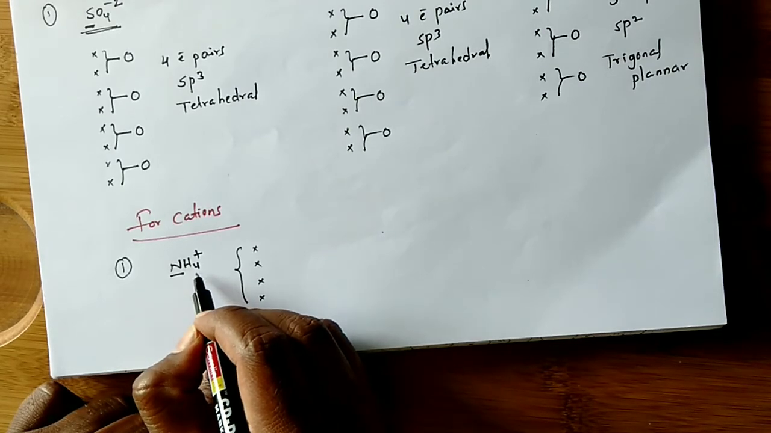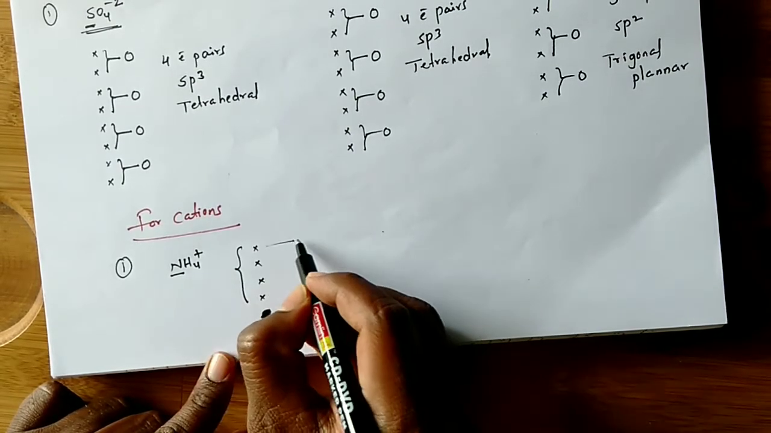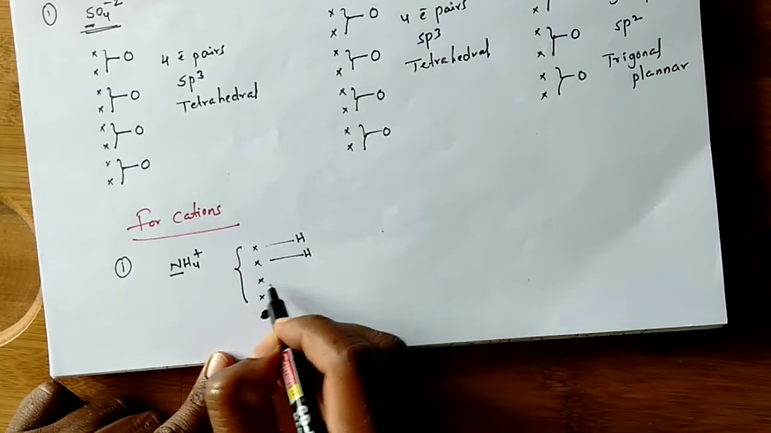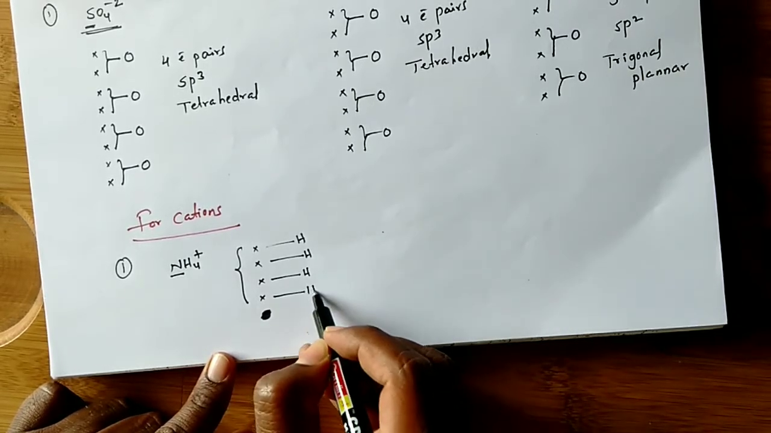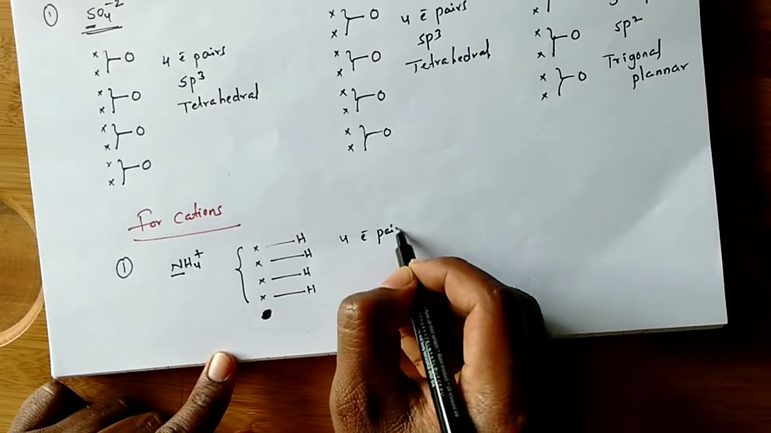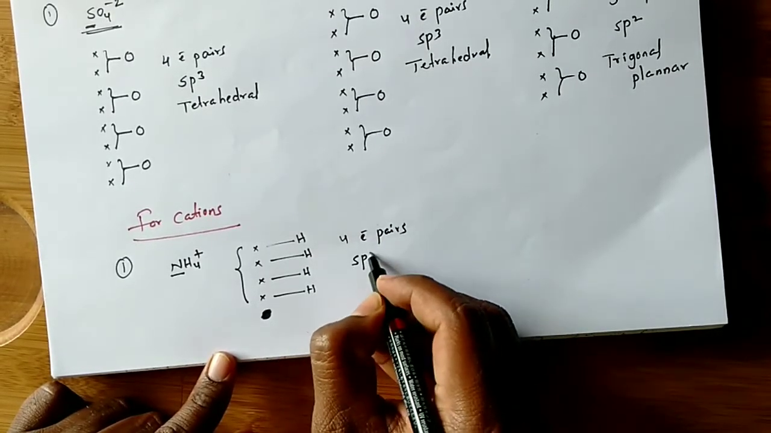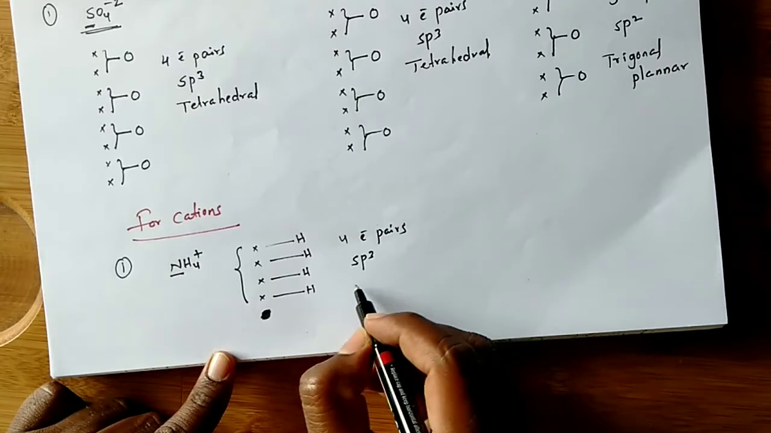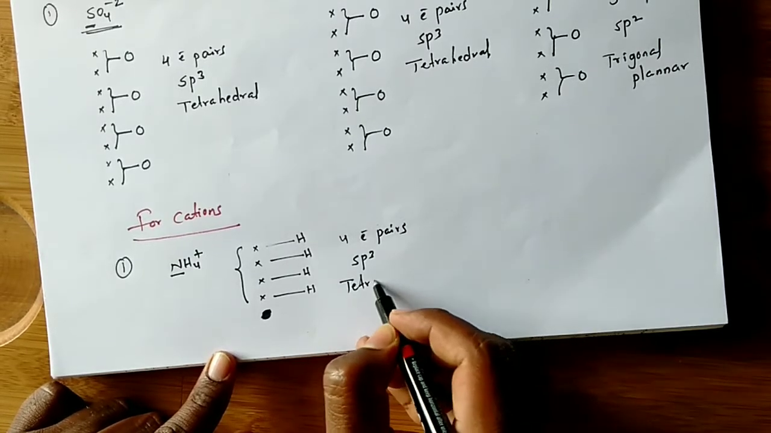The surrounding atoms are 4 hydrogen atoms. Each hydrogen atom takes 1 electron for bond formation, so total 4 are there. 4 electron pairs in total. It is sp3 hybridized, and the structure is tetrahedral.